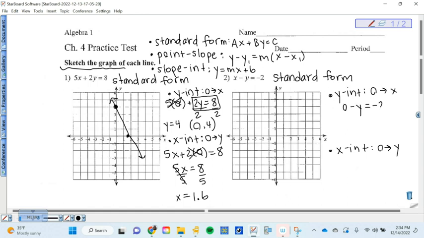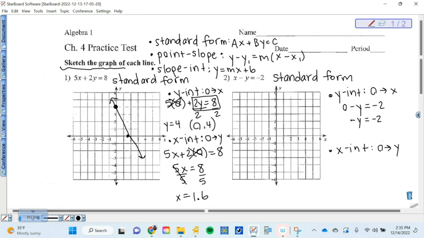Perfect. What's 0 minus y? Can't do that. What's 0 minus 4? What's 0 minus 3? What's 0 minus 2? So what's 0 minus y? Negative y. So then negative y equals negative 2.